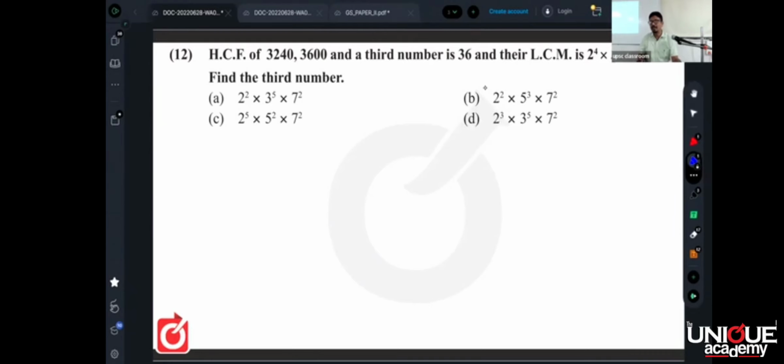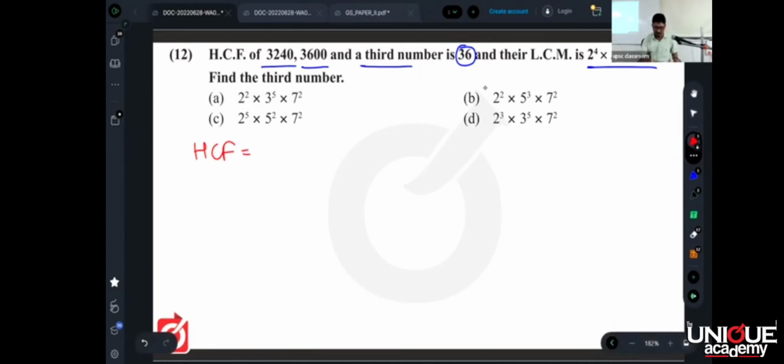So first of all, we'll do it by elimination. Okay. So how is it? We are given that the 2 numbers are 3240 and 3600, and the third number; their HCF is given as 36, their LCM is given in exponential form, and to find the third number, the options are again in exponential form. So everything is to be in exponential form. For that, first of all, we get the HCF in exponential form. So HCF is 36, that is 2 square into 3 square. Are you getting me? Now LCM is 2 raised to 4 into 3 raised to 5 into 5 raised to 2 into 7 raised to 2.